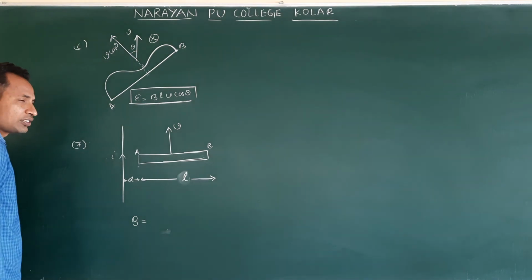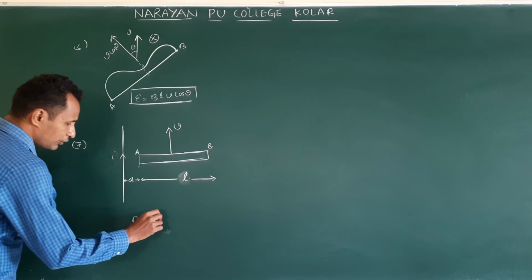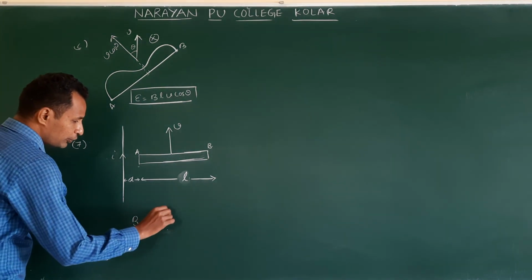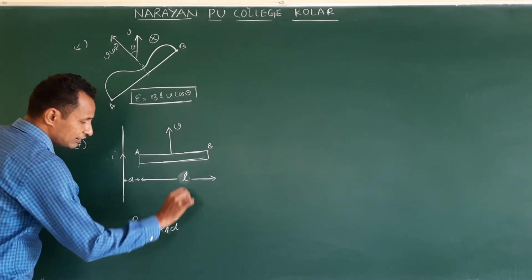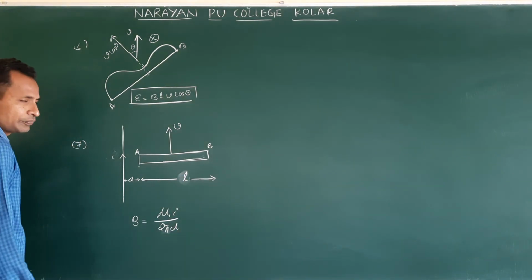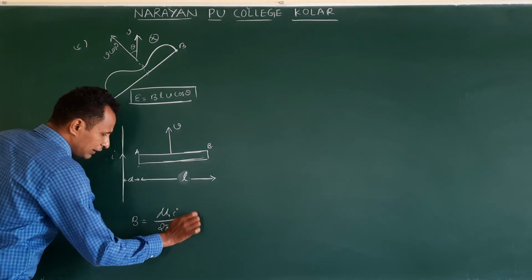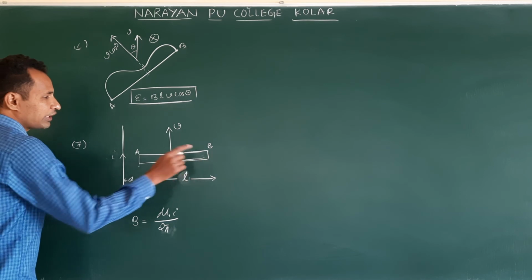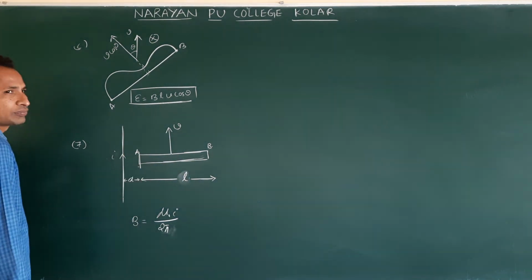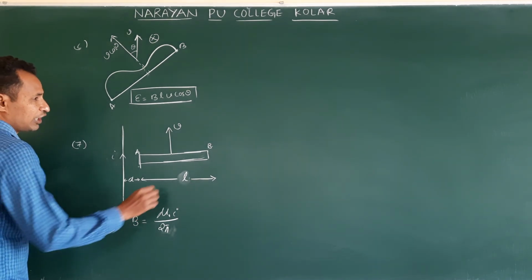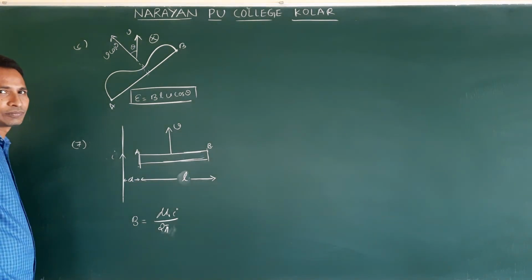Already we have studied the formula in moving charges and magnetism. What is that? The magnetic field due to a straight infinite conductor: mu naught I by 2 pi d. This is the general formula. Clear? But here, which distance do I have to take? Suppose I take this point, then I have to write A. If I take this point, I have to take A plus L.